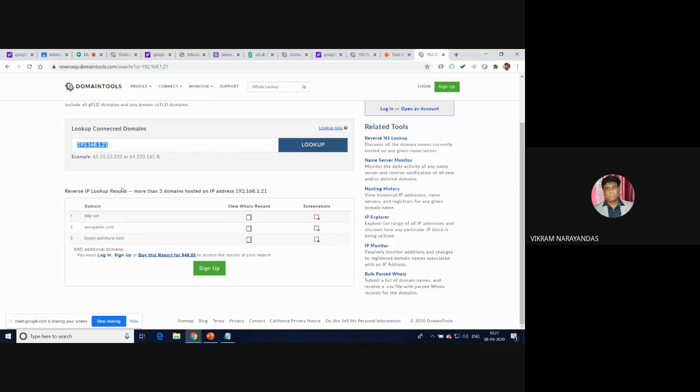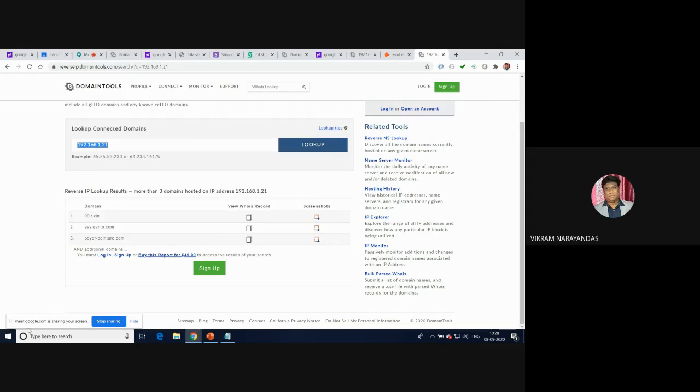So this is very desirable for web forensics. Yes or no? Just enter the IP address. It will show all the other websites which are using the same server information. Okay.